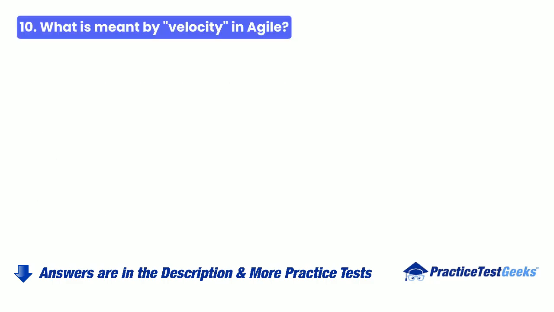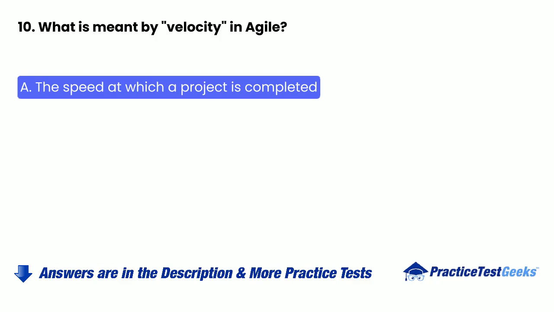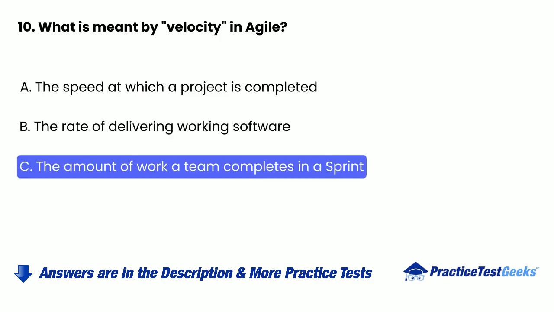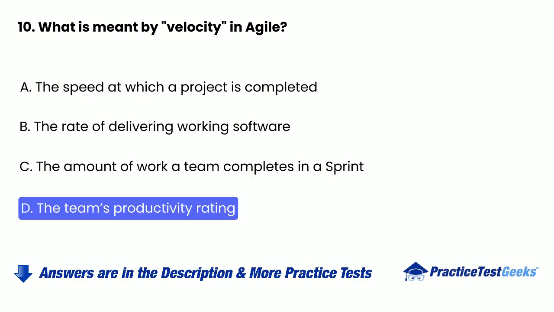Ten. What is meant by velocity in Agile? A. The speed at which a project is completed. B. The rate of delivering working software. C. The amount of work a team completes in a sprint. D. The team's productivity rating.